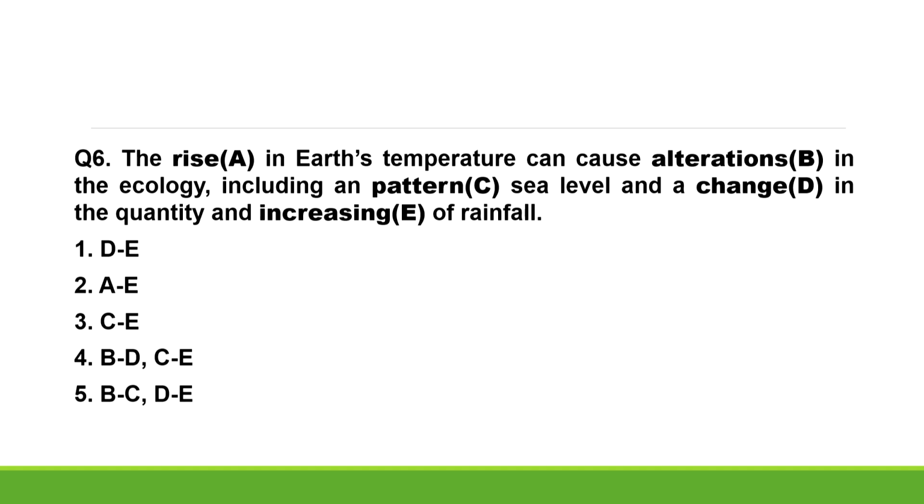So, as you all can see, article "an" is used before word "sea". And as we all know, after "an" a word beginning with a vowel or vowel sound is used, but here word pattern is used. It is beginning with a consonant. Hence, it needs to be interchanged.